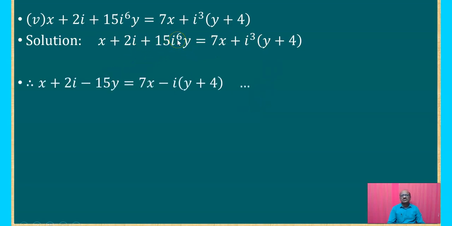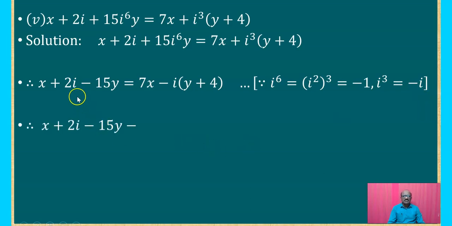i raised to 6 means what? i square and bracket raised to 3 means what? It is minus 1. Therefore, it is minus 15y. Okay. This is 7x. i cube means what? Minus i in bracket y plus 4. Here is the term. i raised to 6 means what? i square bracket cube. i square is minus 1. Minus 1 raised to 3 means what? Again minus 1. i cube, that we know. i cube means what? i square into i. i square is minus 1. And therefore, overall, it is minus i.